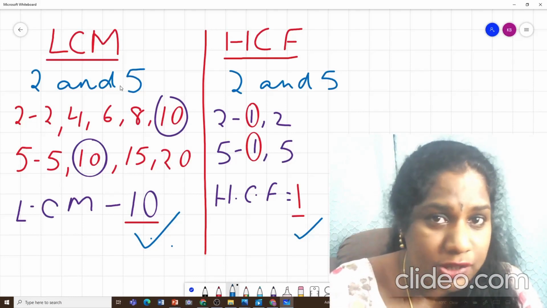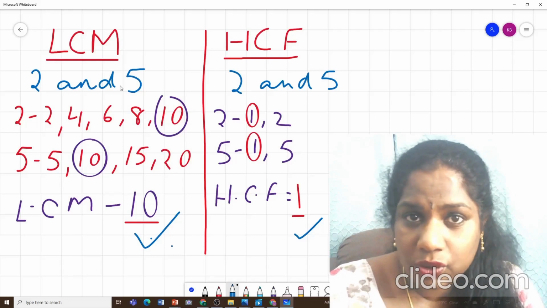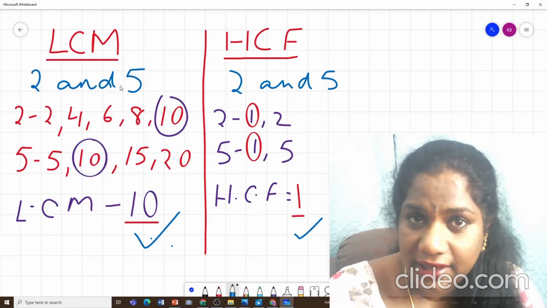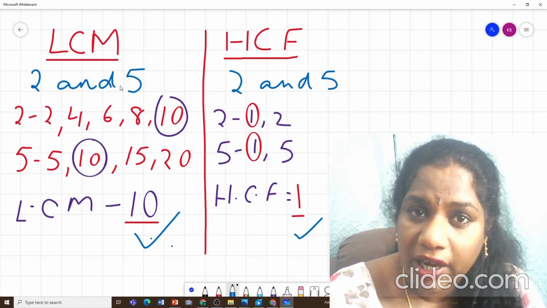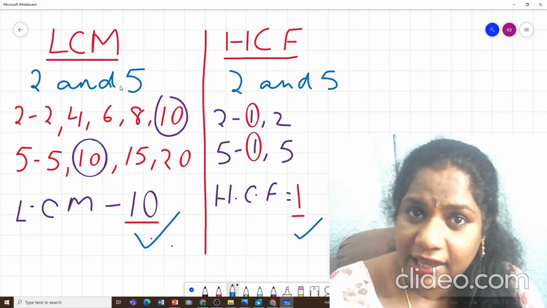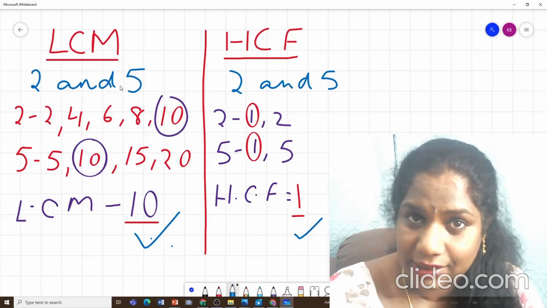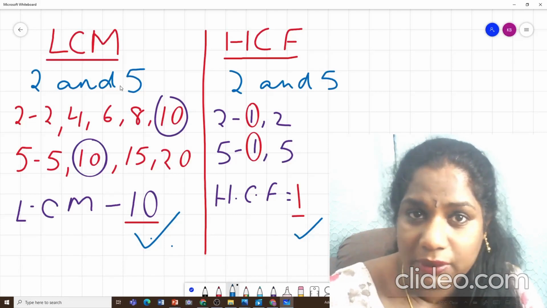Why higher? Because a multiple is always greater than the number. The multiples of 2 are going to be 2, 4, 6 and like that, isn't it? So this concept is very important. When you are finding the LCM, remember it will always be greater and HCF will always be lesser. So based on this understanding, we are going to understand the problem questions.